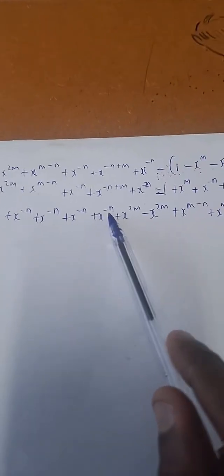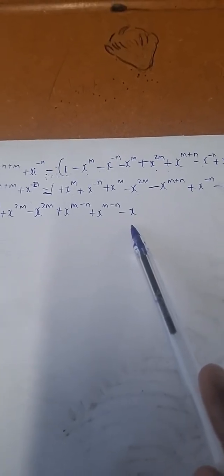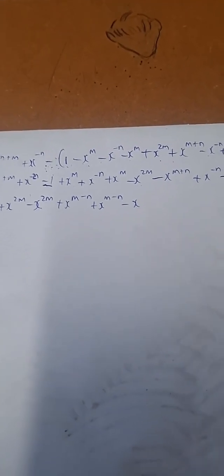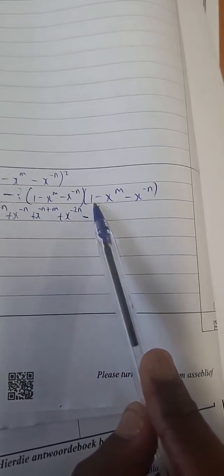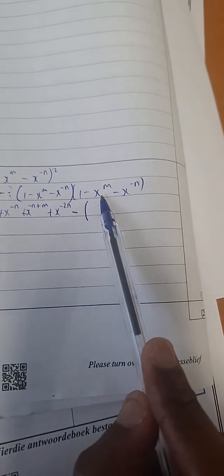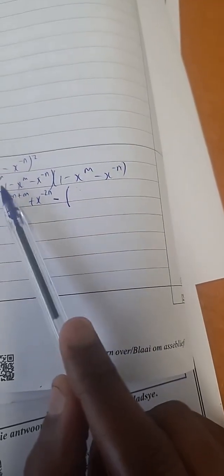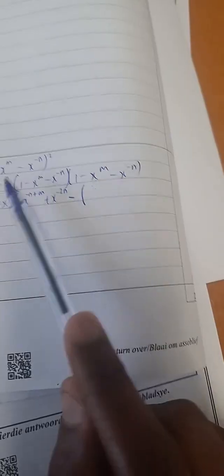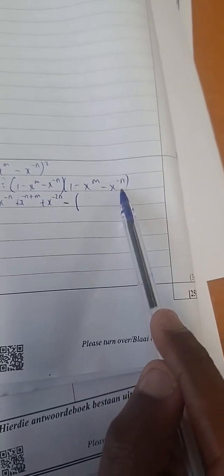Okay, x to the power negative n plus x to the power negative n plus x to the power 2m minus x to the power 2m plus x to the power minus n plus x to the power minus n. I just want to check here, sorry guys. If I multiply the 1 with the 1, I get positive 1, right? Which is good. 1 times x to the power m is x to the power m. Sorry, 1 times negative x to the power negative n.